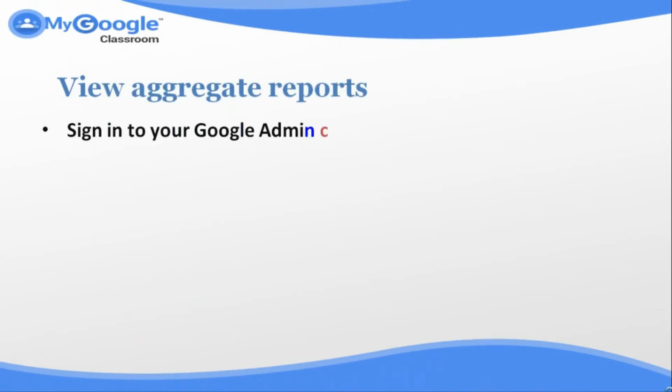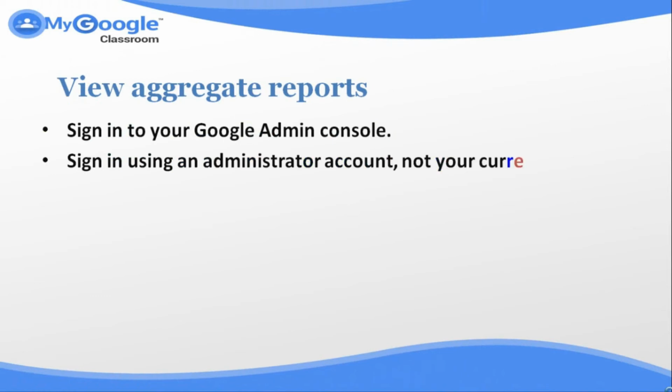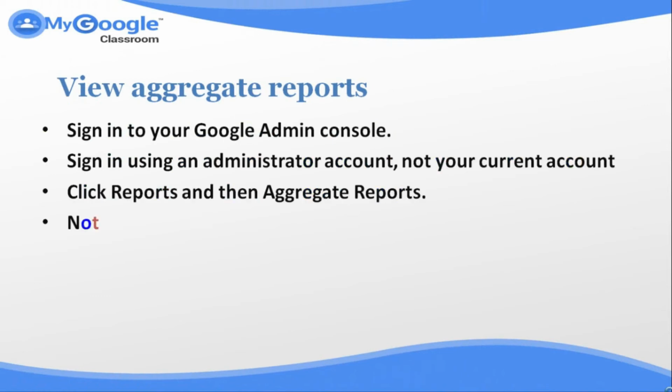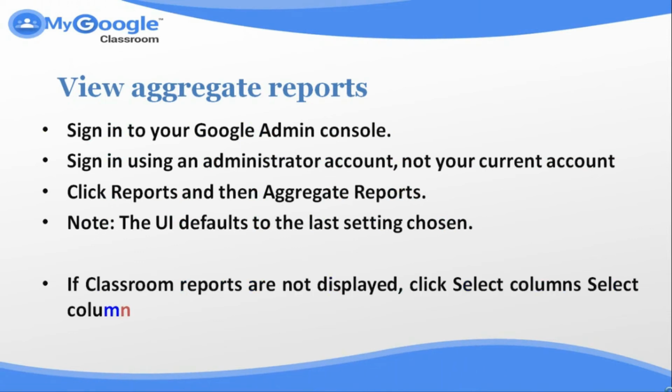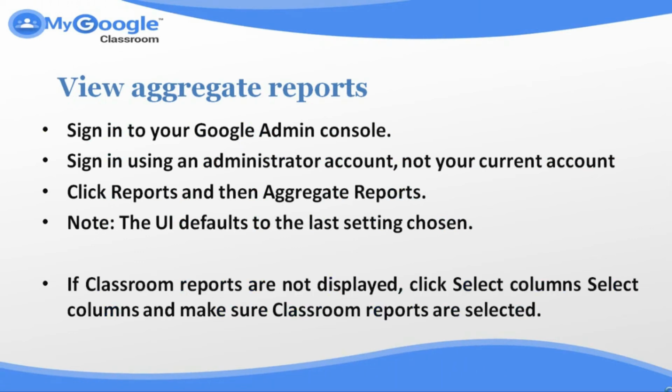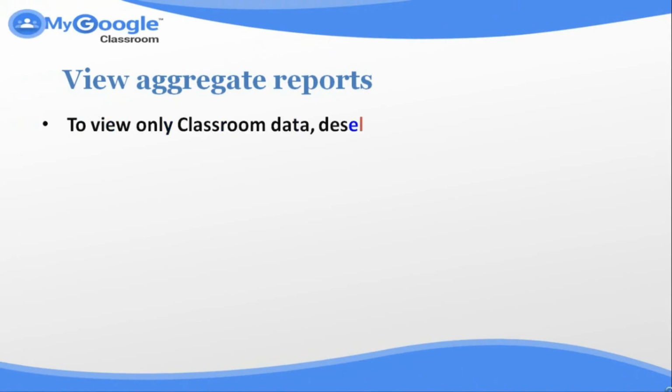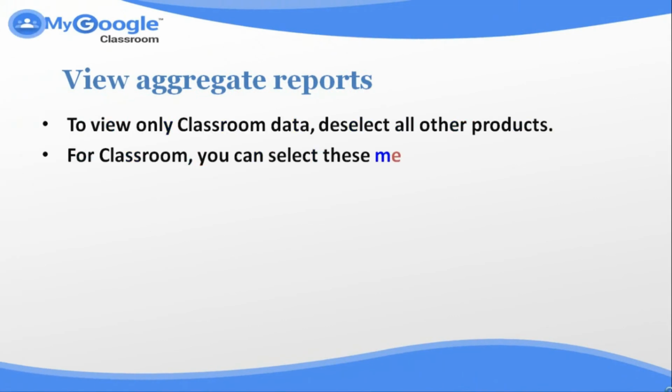Sign into your Google Admin Console. Sign in using an administrator account, not your current account. Click Reports and then Aggregate Reports. Note the UI defaults to the last setting chosen. If Classroom reports are not displayed, click Select Columns. Select Columns and make sure Classroom Reports are selected. To view only classroom data, deselect all other products.